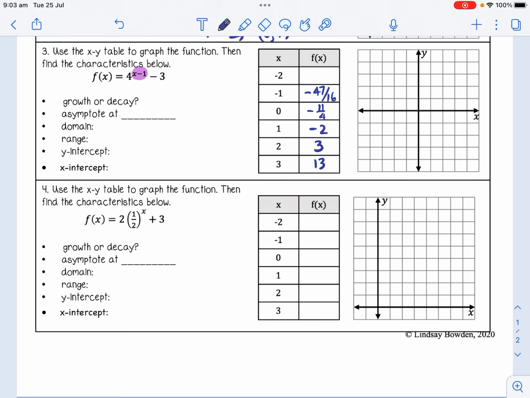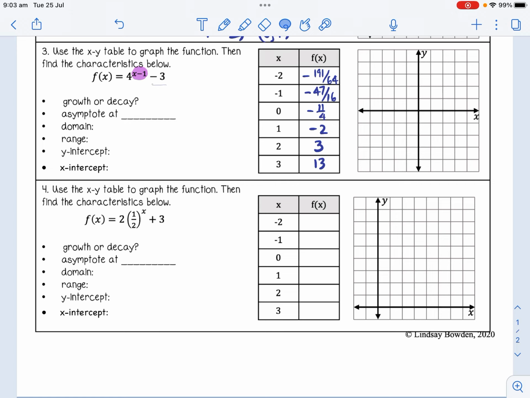And then the last one will be 4 to the minus 3 minus 3, which is 1/64 minus 3. 3 times 64 is 192, so it's 1 minus 192 64ths, which is minus 191 64ths. Hopefully I've done that correctly. What we can see though, without worrying too much about exactly what negative 191 on 64 is equal to, is these are going to be really small negative numbers.